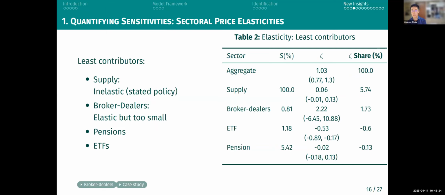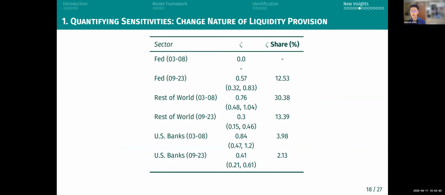Banks. But as I mentioned earlier, responding to Ren's question, supply elasticity is very much close to 0. And other investors like pension funds are also quite inelastic when it comes to their treasury demand. All right.